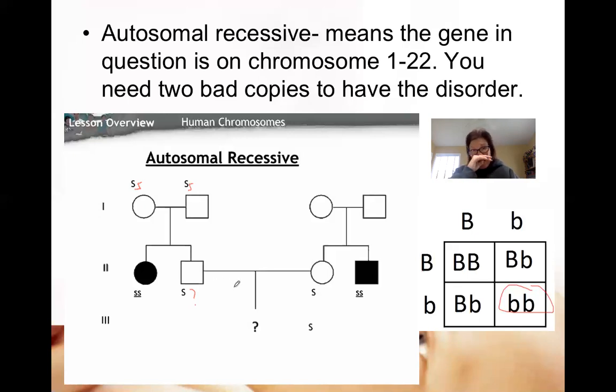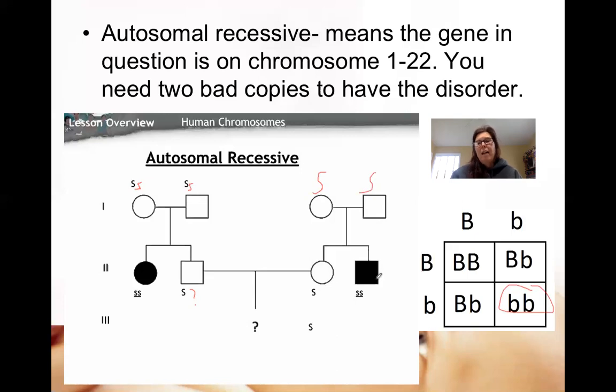Maybe if they had a child here and he had sickle cell anemia, then I would know this individual's big S, little s, but I don't have enough information to finish that. Now over here, I know the parents again. The parents are normal, so I know they have one big S.